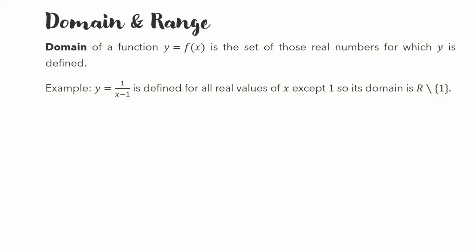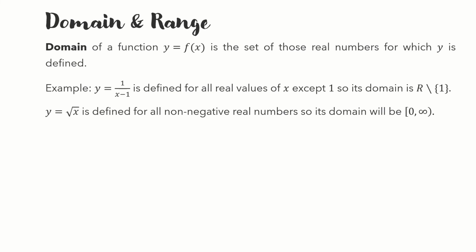So for example, if you take y is equal to 1 over x minus 1, this function is defined everywhere except x equal to 1. If you put x equal to 1, what happens? It's 1 minus 1, which gives you infinity. So as I said, at x equal to 1, the function is not defined, therefore its domain will be all real numbers except 1.